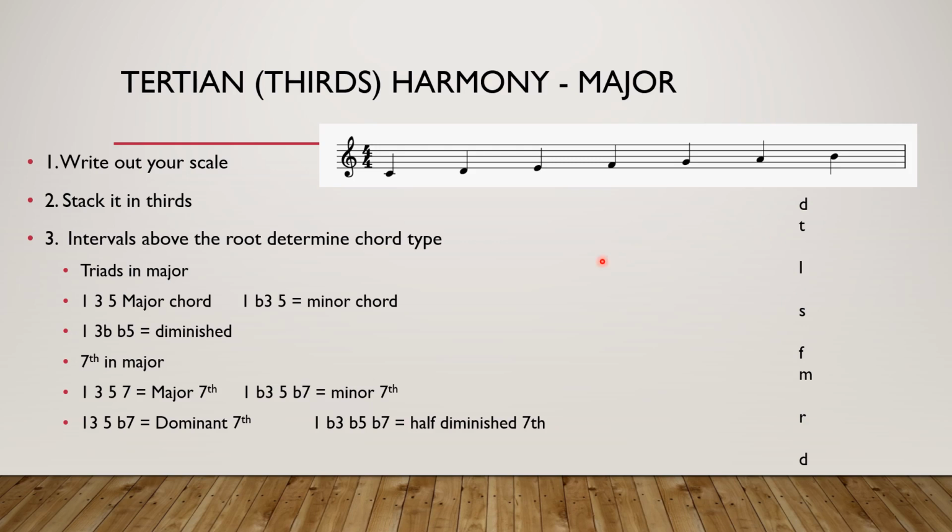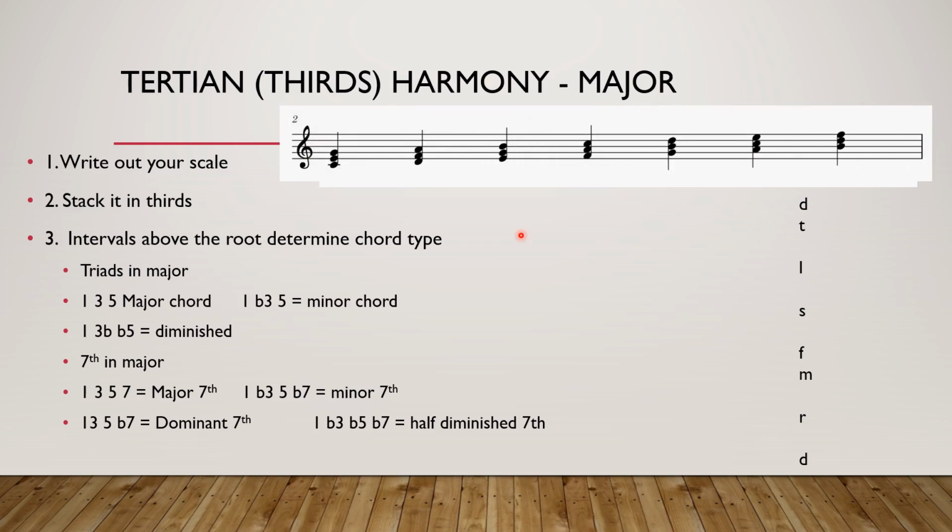Once we do that, we can stack it in thirds, and this will help us later. So if we go to the next one, here we go. We have 2/3, and this is where we start looking at triads. So we've got do, mi, so, mi, do. It's a major chord because do to mi is the bottom interval and it's a major third.